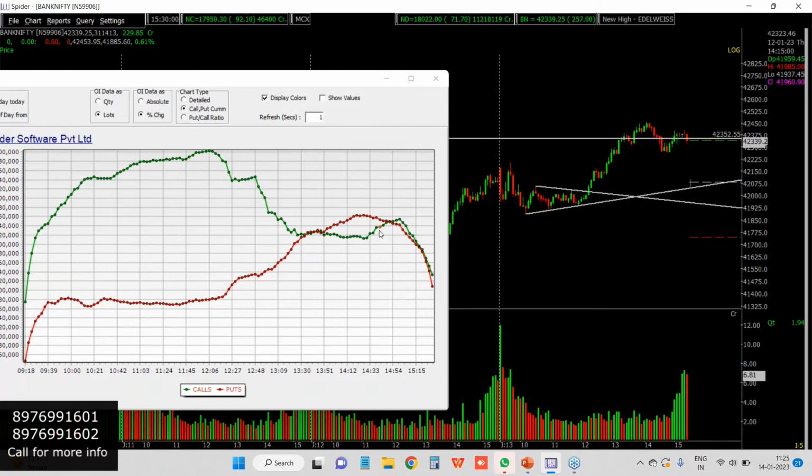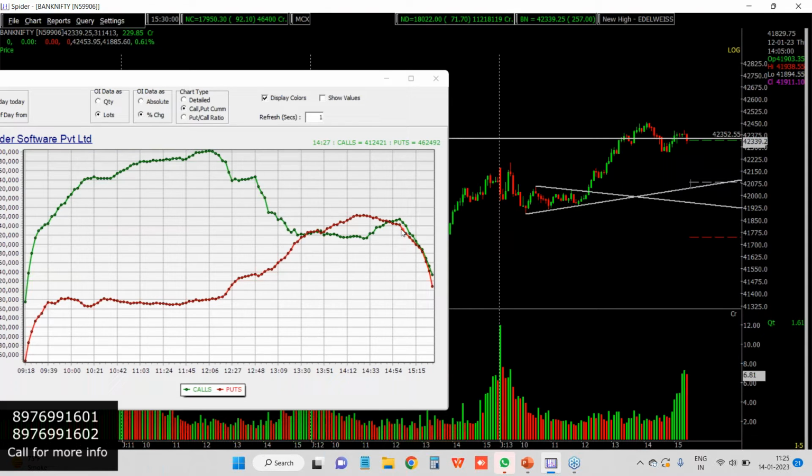But after this time, what you can see is that at around 2:27, the call writing gradually started increasing and the put writing gradually started decreasing. So again, they were going into a negative position, and you saw this negative trending market. And in the end, both of them gradually started decreasing.